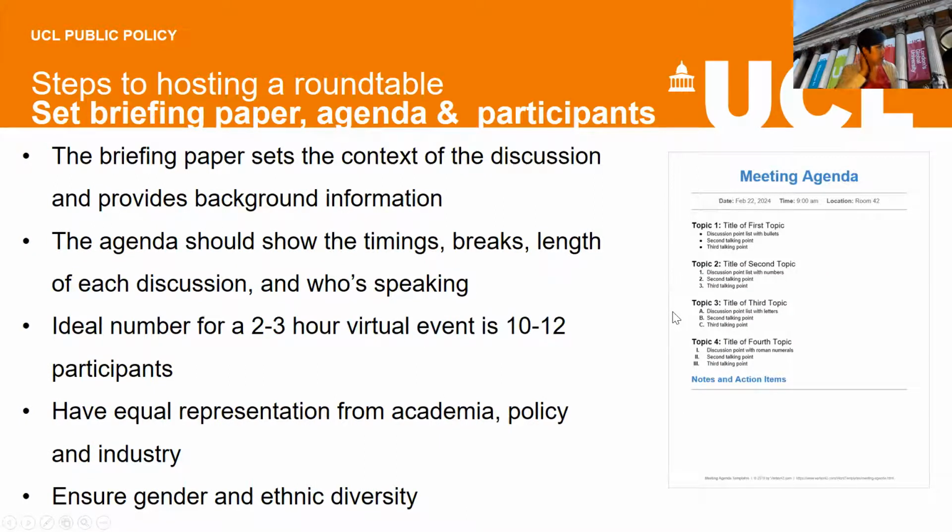The next step is to work with the chair to set the briefing paper, agenda, and the participant lists. So again, the briefing paper provides the context for the discussion, provides the background information, because if you're talking about a wide topic, you need to give people an idea of, okay, what are we actually focusing on? The agenda, there's an example here. It should break down the timings, when the breaks are, and who's speaking when.